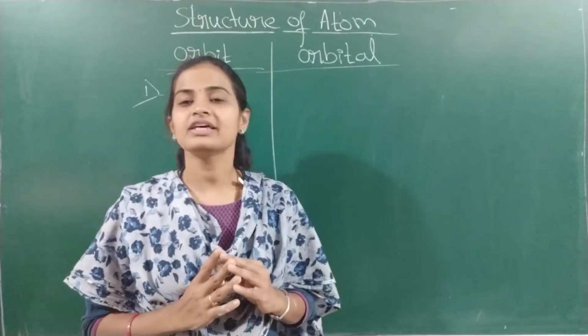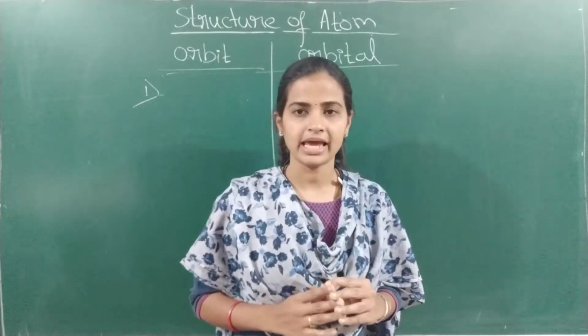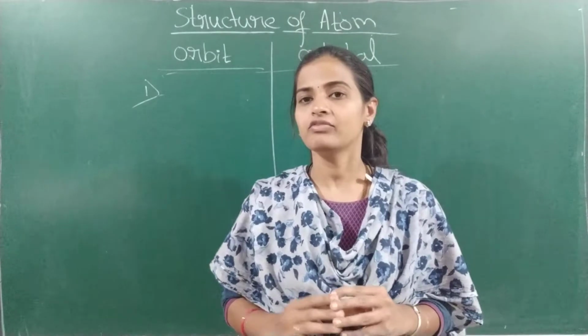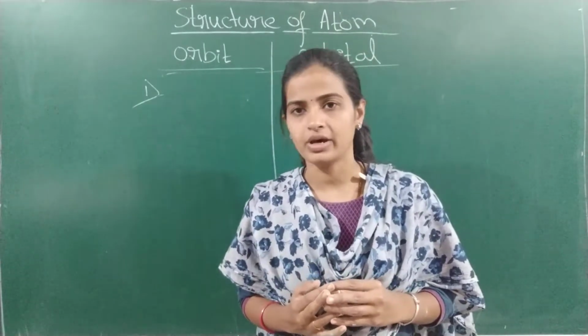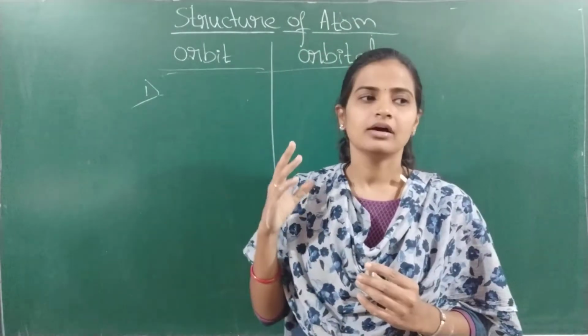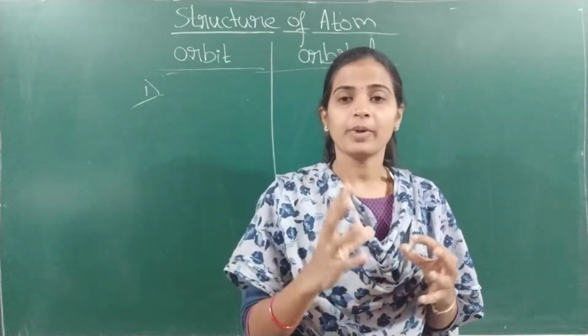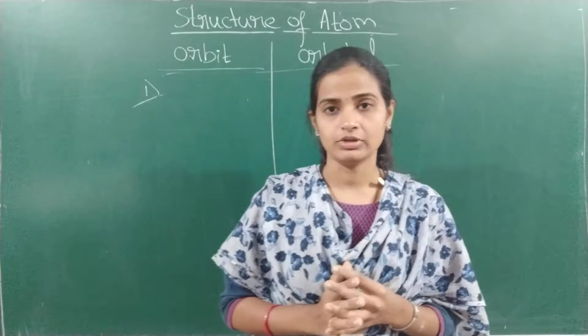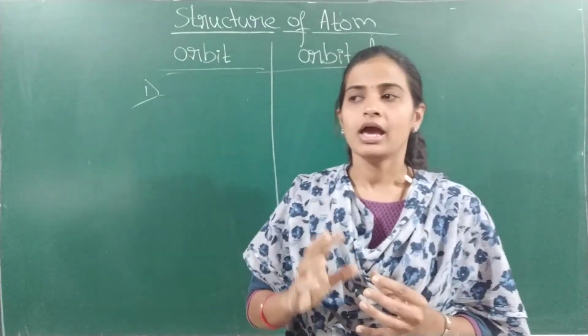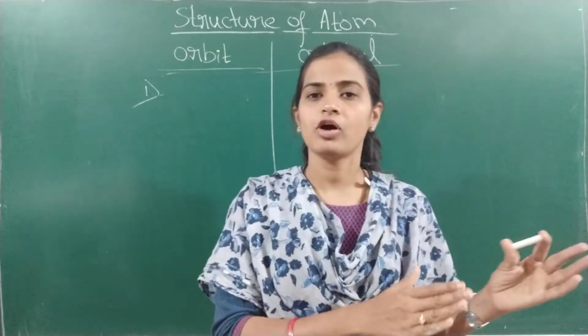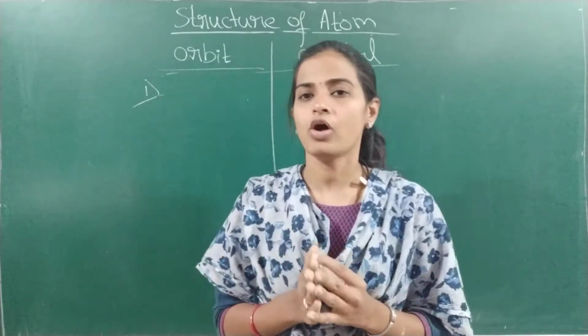In the previous class we were studying the quantum mechanical model of an atom. There we got the introduction of the quantum numbers. Quantum numbers are the address of an electron, which gives the probability of finding an electron around the nucleus. Now we have left the concept of orbit and come to the concept of orbital.